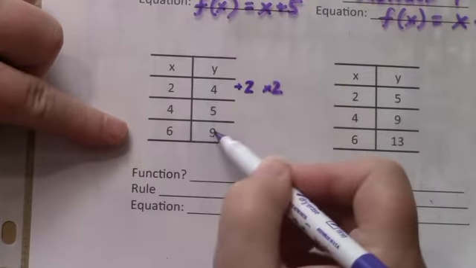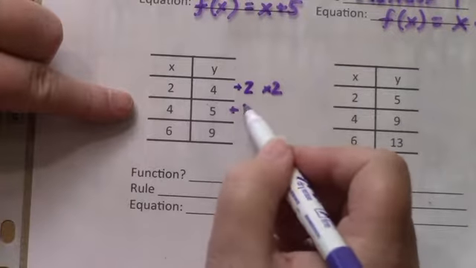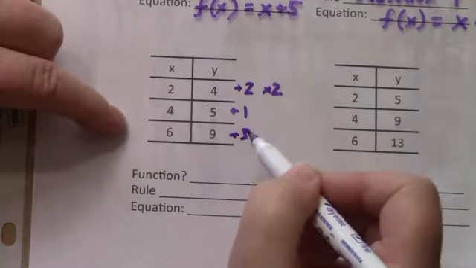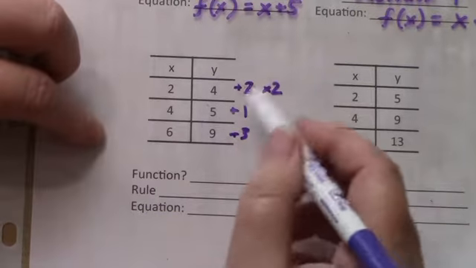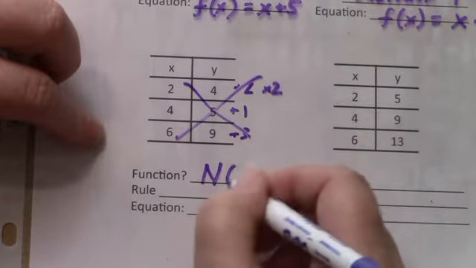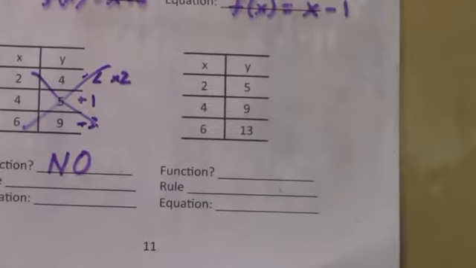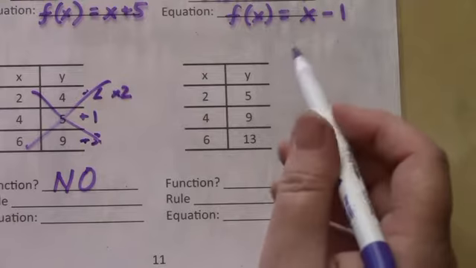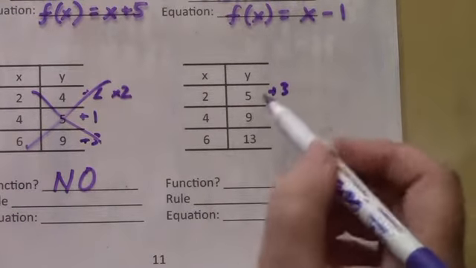6, am I adding 2 to get 9? No. And here, I'm only going up 1. I'm going up 3 here. These are not following the same rule. Bam. Function? No. Let's take a look at the next one. What's going on between 2 and 5? Well, I'm adding 3. Let's test it.